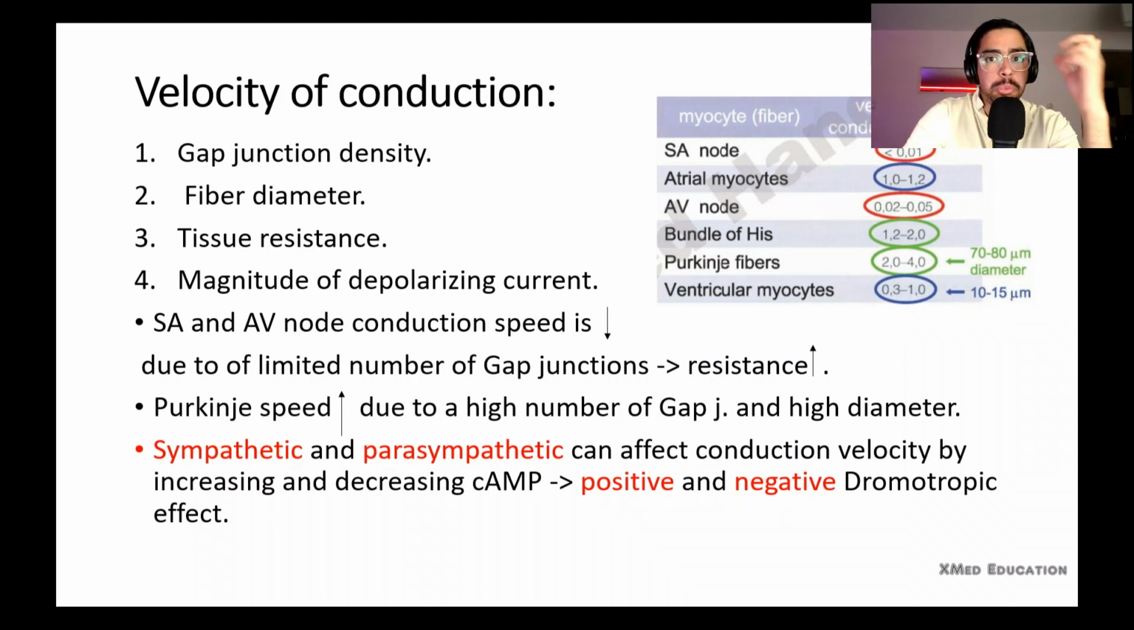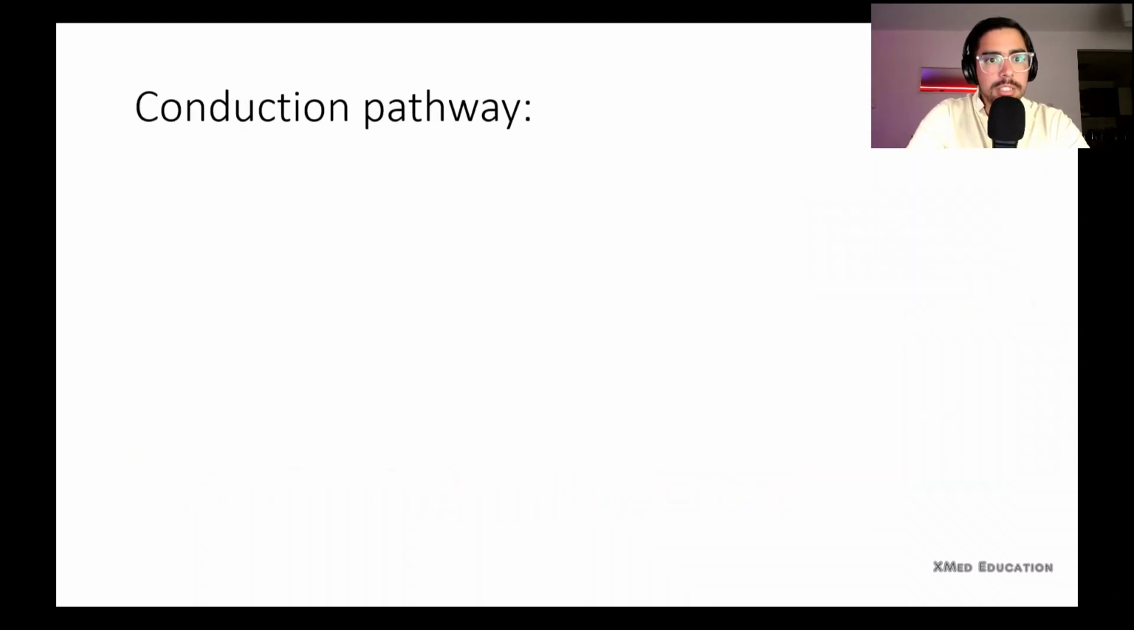So if the sympathetic nervous system affects the SA node and causes an increase in heart rate, inside the SA node the number of pulses will increase. When the number of pulses increases, the heart rate will increase. So we call it chronotropic effect, and it will increase. But if they affect the speed of this path, the dromotropic effect will be positive and negative. These two are different. So now we're gonna talk about the conduction pathway.